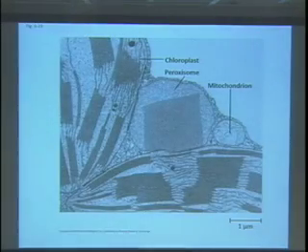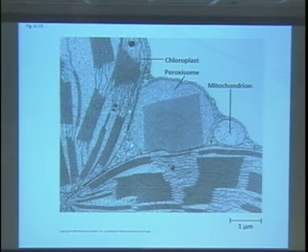And finally, this is a great picture that just shows a combination of all three. So here's a chloroplast over here, a peroxisome here, and then a mitochondrion on one side here.